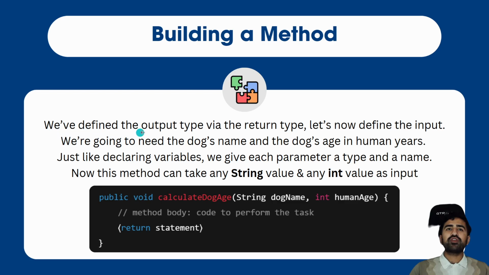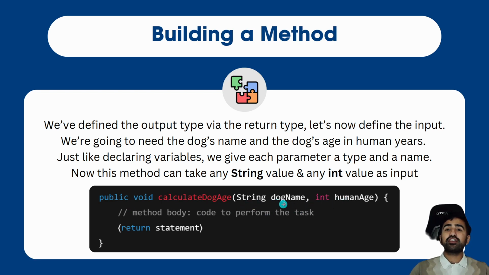All right, let's see. We've defined the output type via the return type. So we did void, right? So now let's define the input. So we're going to need the dog's name and the dog's age in human years. So those are the two inputs, the dog's name and the dog's age. Well, name has to be string, and age, we're not going to do any decimal value. So we're just going with int for the age. So we're going to take a string value and an int value as input. And we name them dog name and human age. So that's our inputs here.